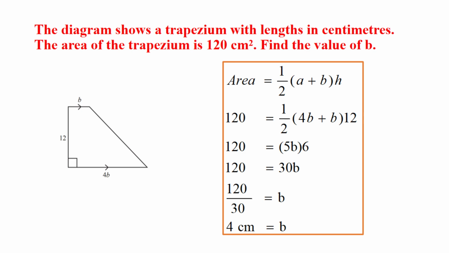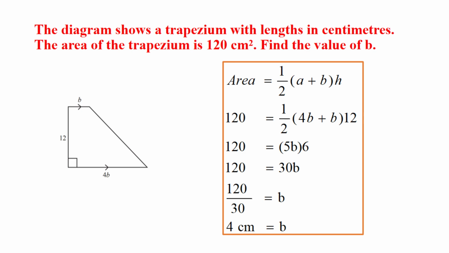Now we can plug these values into the area formula. So, we set up the equation. 120 equals 1/2 times 12 times the sum of B and 4B. Let's simplify that equation step by step. First, 1/2 times 12 is 6. So our equation becomes 120 equals 6 times the sum of B and 4B, which is 5B. Next, we can simplify that. This gives us 120 equals 30B.